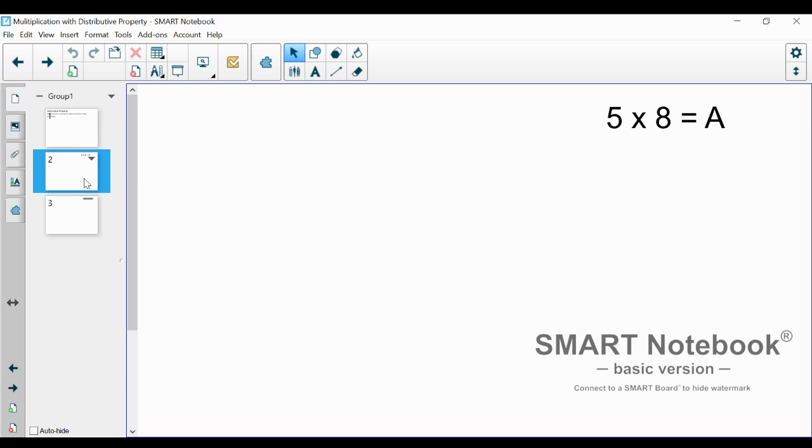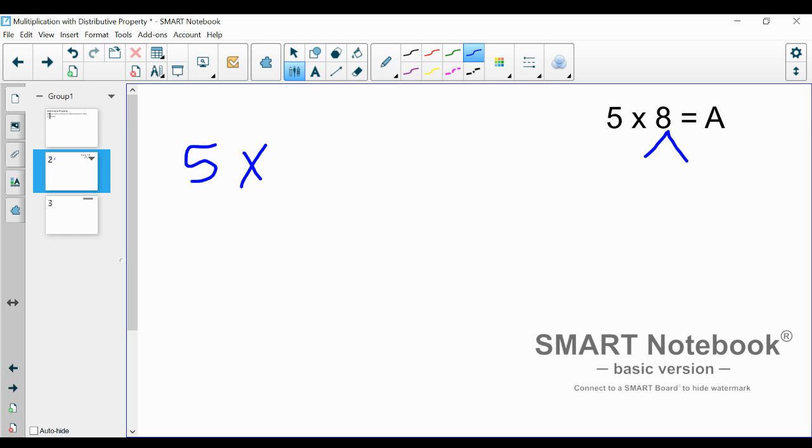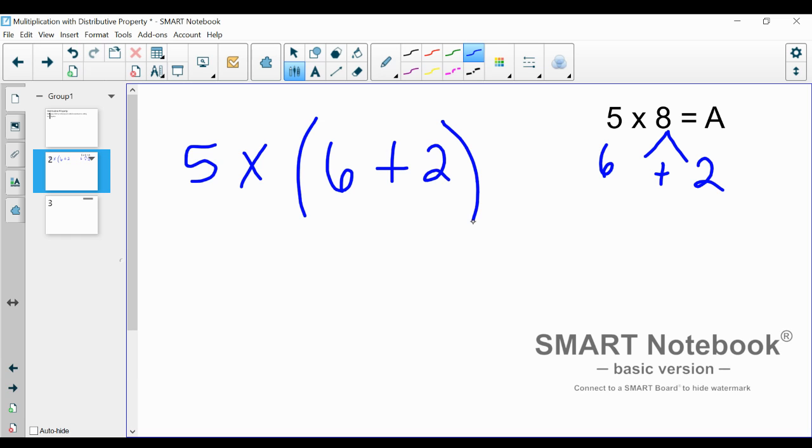So the first example I'm going to show you is 5 times 8. The first thing you're going to do is write out 5 times 8 equals a variable, if you'd like. And then you're going to break apart one of those numbers. In this case, I'm going to break apart 8 into 6 plus 2. So I'm going to say 5 times 8 is 5 times 6 plus 2.